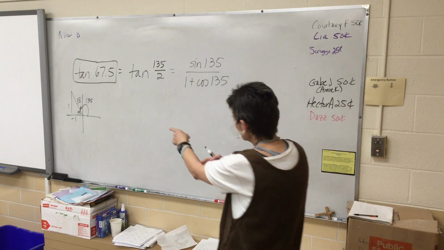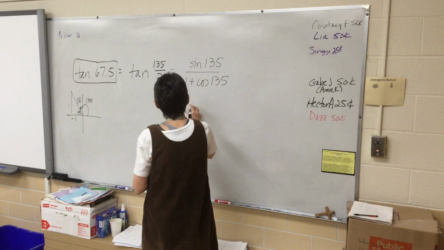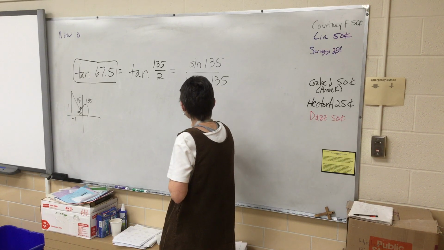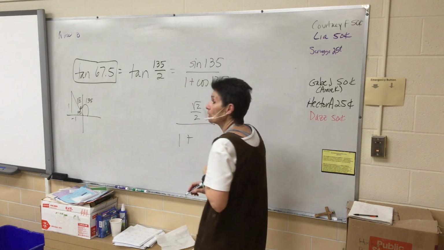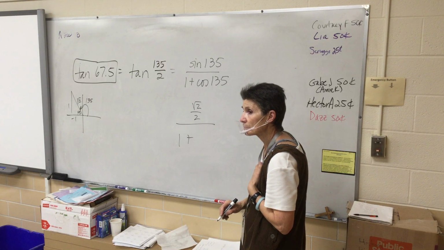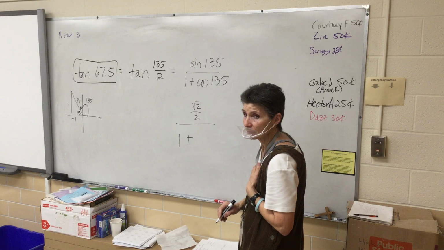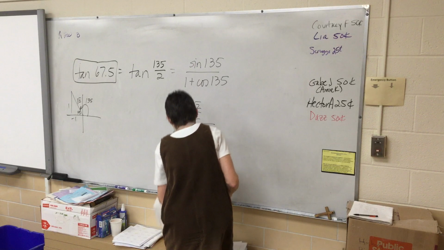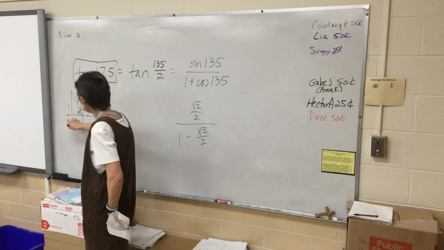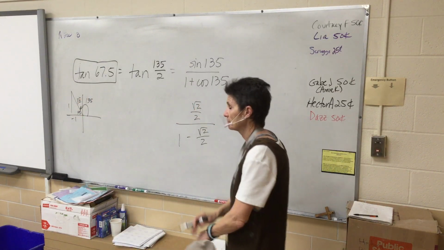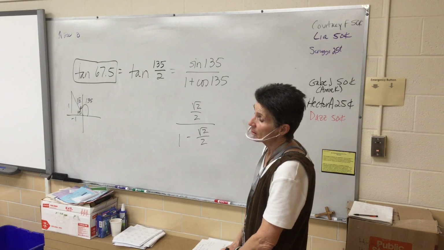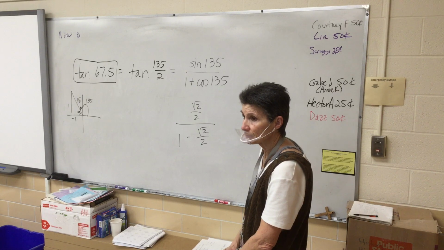All right, let's look at our picture. What's the sine of 135? Root 2 over 2. And what's the cosine of 135? Negative root 2 over 2. So I'm going to make this a minus, because cosine is adjacent over hypotenuse. Uh-oh. Third time today, what have we got here? Complex fraction. What are we going to do?